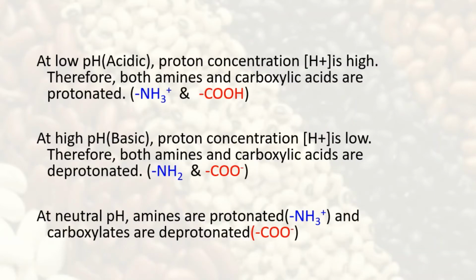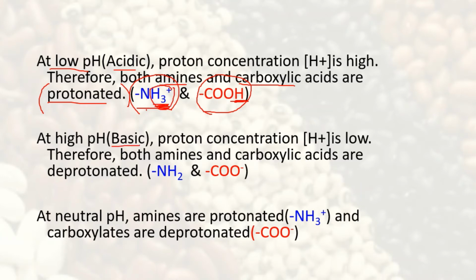So we can review it here. At low pH, that is in acidic conditions, proton concentration is high, and therefore amines and carboxylic acids are protonated. That means they have a hydrogen, and in this case this will be charged, and you realize that this will not be charged, but it's protonated. It has the hydrogen, because this one normally is NH2, but now you can see it has an extra hydrogen.